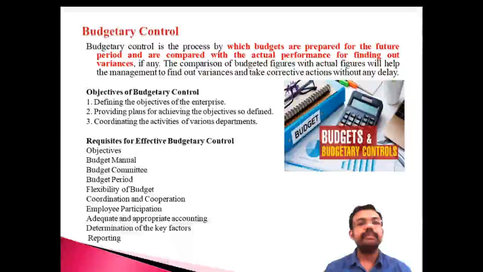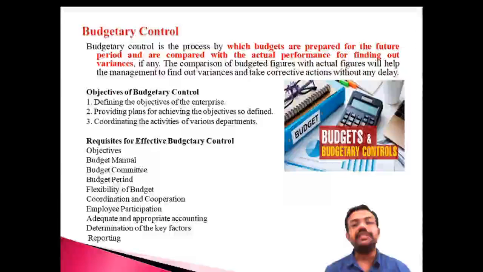A lot of the departments are related to organized marketing and finance, and budgetary control always tries to coordinate all the activities in the various departments. These are the important objectives of the budgetary control. The first one is defining the objectives of the enterprise, providing the plan for achieving those objectives, and coordinating the various activities.